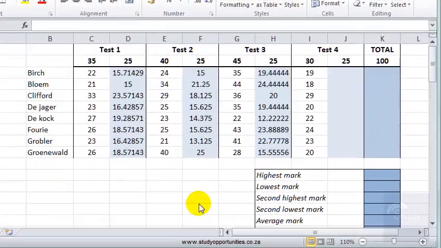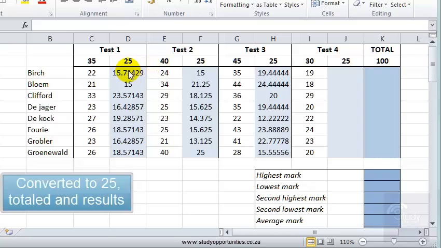In this exercise, I have different test marks. The tests were out of 35, 40, 45 and 30. Each test has to be converted to a mark out of 25, 25, 25, 25, and then totaled together. And then this bit of information found.